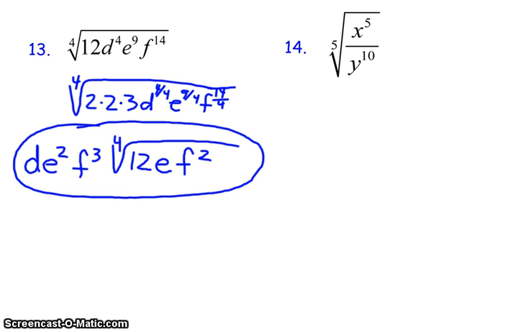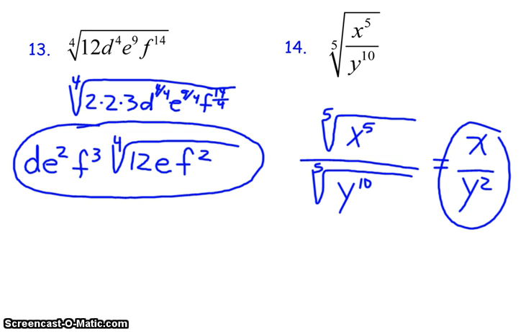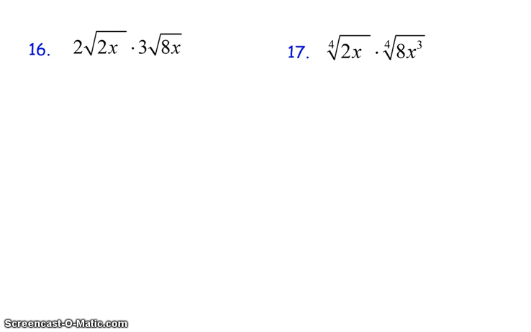Now in number 14, there's a variety of ways you can do this, but I might go ahead and separate it into the 5th root of x to the 5th over the 5th root of y to the 10th. Now again, 5/5 is just going to give me 1x. 10/5 is going to give me y squared, and that would be all the way simplified. So let's take a look at number 16.